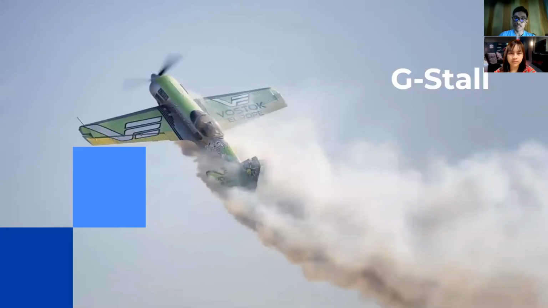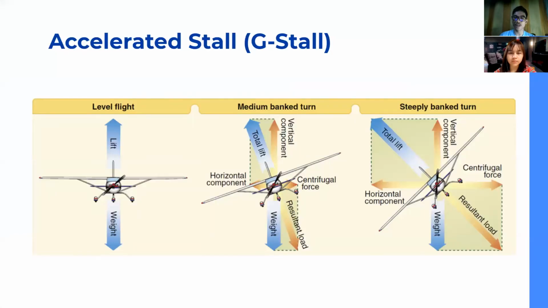A G-stall is another type of stall where the apparent weight of an aircraft exceeds the amount of lift its wings are able to produce. This usually happens when an aircraft turns a bank from a level flight. This means the force component of lift is reduced. In order to maintain lift, the angle of attack must increase.